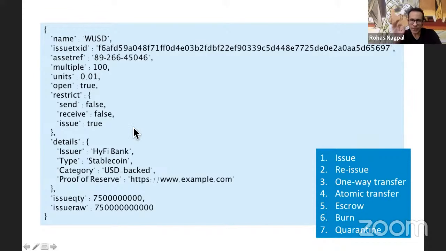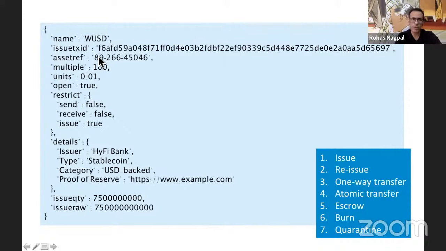When we create an asset, we have a lot of metadata about it. So we can see there is a name, WUSD, so wrapped US dollar. There's an issue TXID, which means the transaction ID. That is the transaction in which the asset was created. Everything that happens on a blockchain generates a transaction ID, and anybody can know what's actually happening. Then the blockchain automatically generates an address or a reference number for each asset, like 89-266, whatever. It generates it on its own. You don't have control over it.